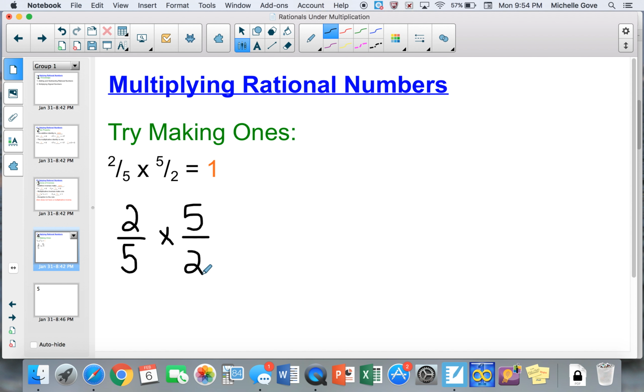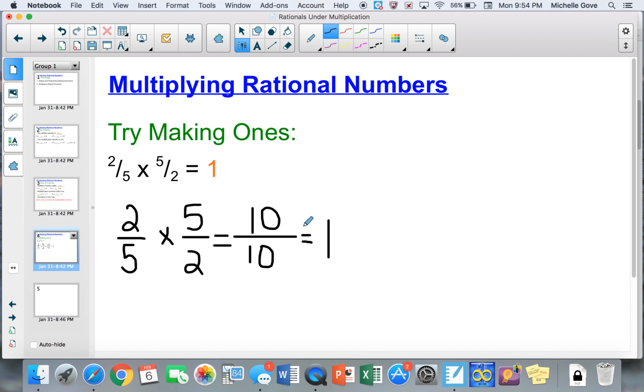Before, we used our fraction strips, but now we're going to try it without having to do that. So we're going to look at our fraction. Up in the numerators I have 2 and 5, so we're going to multiply those. 2 times 5 is 10. And now in our denominator I have 5 times 2. Well, 5 times 2 is 10. So now we're here with our fraction, and I have 10 over 10. Well, we know we can simplify our fractions by doing division, and we know 10 divided by 10 is 1. So because these two fractions are reciprocals, they make 1 because they are multiplicative inverses.